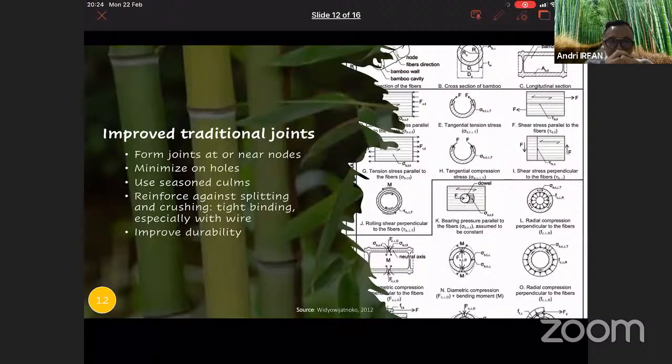In trusses, the use of quarter bamboo bearing plates reduces the risk of crushing of the throat by the compression waves. It's very important in improving traditional joints. And the last is to improve durability. Preservative treatment of the bamboo and protection from wetting by good detailing will increase the life of the joint. The use of wire is in many cases preferable to bamboo lacing or rope and is not subject to insect attack.